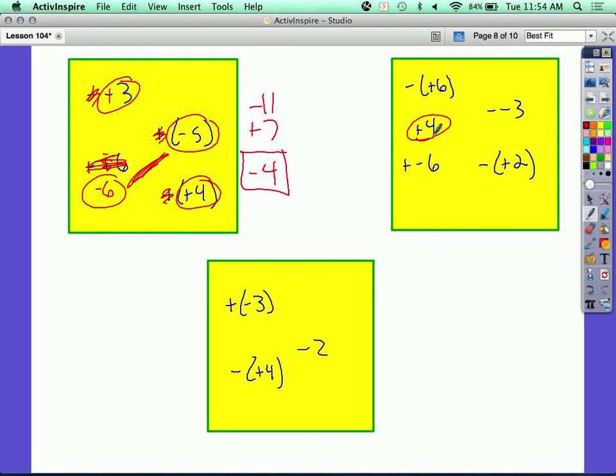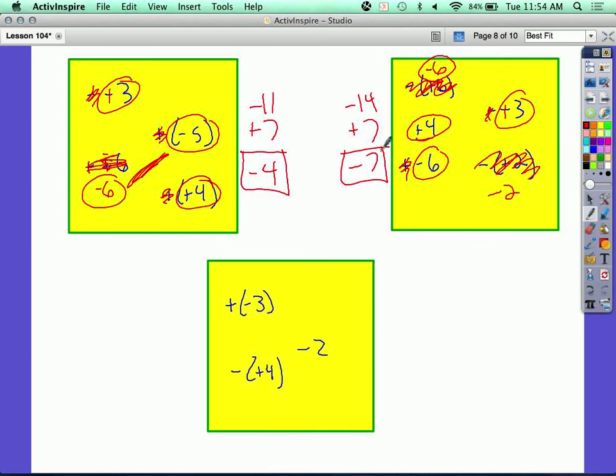Here, right away I see I have positive 4 in there, so that one's nice and easy. So I have minus positive 6. That should turn into a negative 6. Plus a negative 6, that's a negative 6. Minus a negative 3 turns into a positive 3. And minus positive 2 turns into a negative 2. So, my positives I have plus 7. My negatives I have negative 6, negative 12. I have negative 14. Subtract, keep the sign of the bigger number. I get negative 7 for that box.